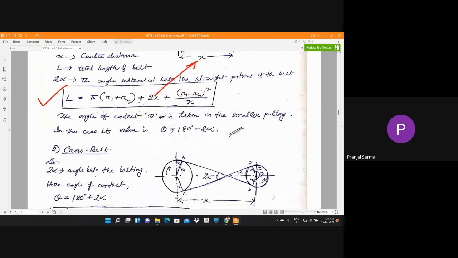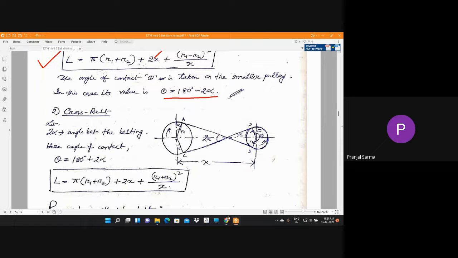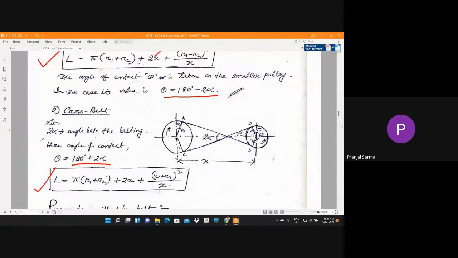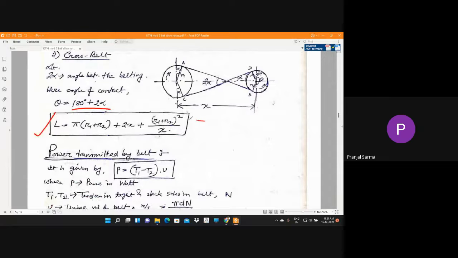In the case of open belting, the angle of wrap is 180 minus 2 alpha. In case of cross belting, the angle of wrap is theta equal to 180 degrees plus 2 alpha. And the expression for finding the length of belt is somewhat similar, but this R1 minus R2 gets replaced by R1 plus R2 whole square. So this is the sense here.